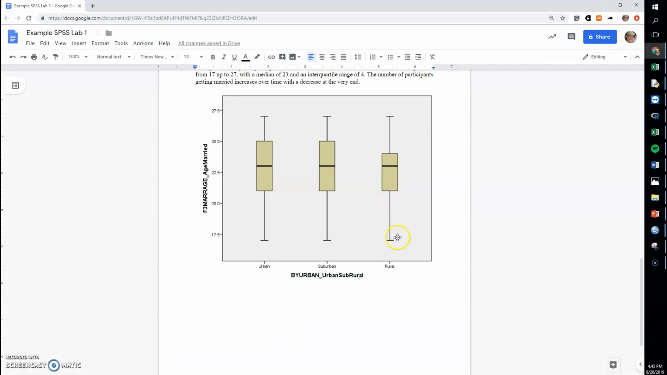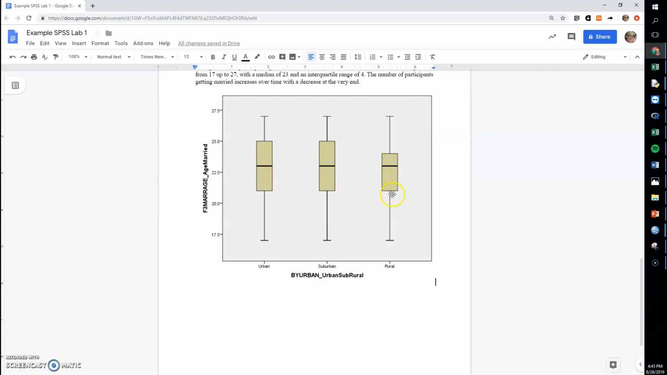What it means here, this is the lowest age, 25th percentile, the median. This is the 75th percentile. So we could say that 75% of rural students were married by the age of, say, 24, whereas for urban and suburban, we see that that's much later, almost a full year later in terms of when that chunk of students is getting married.